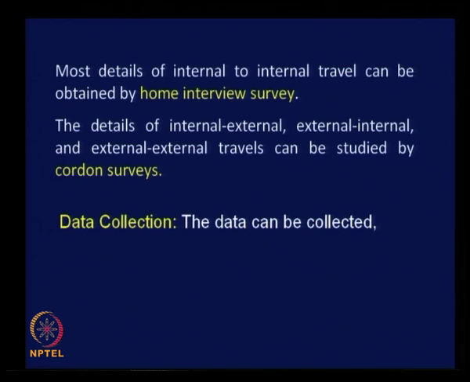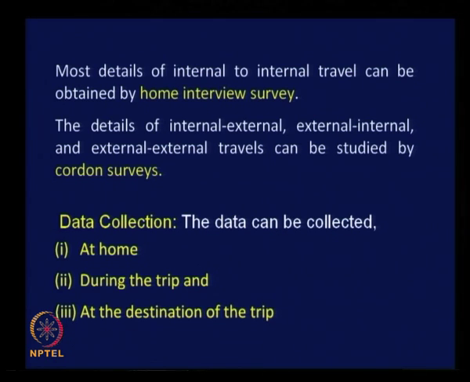And data collection in general can be done by 3 possible ways. You can meet people at home and collect the information about the trips made by each member of the family, right, that is one way. Or during a trip you can just capture passengers in a train or bus or on the roadside, people making use of all kinds of vehicles and get some information about trip, right. These are possibilities. Another possibility is at the destination of the trip, when they are coming and parking their vehicle at the destination, you can capture them and get some information about the trip, right.